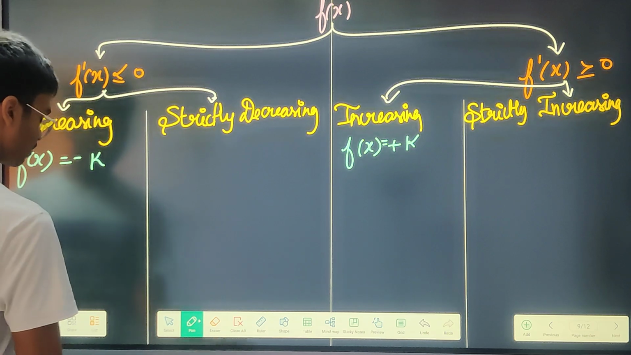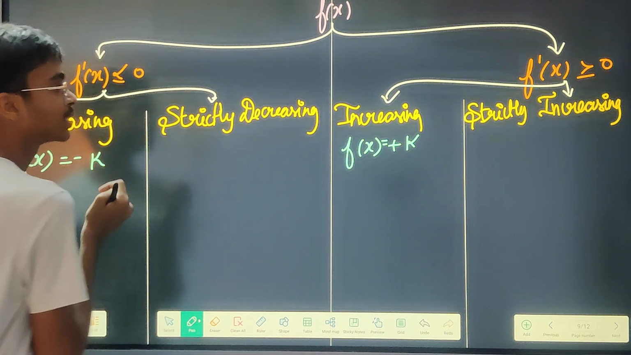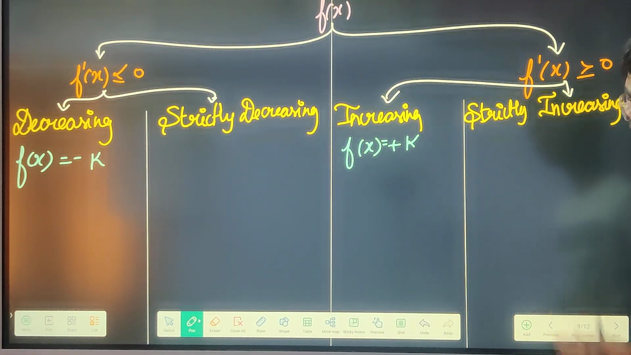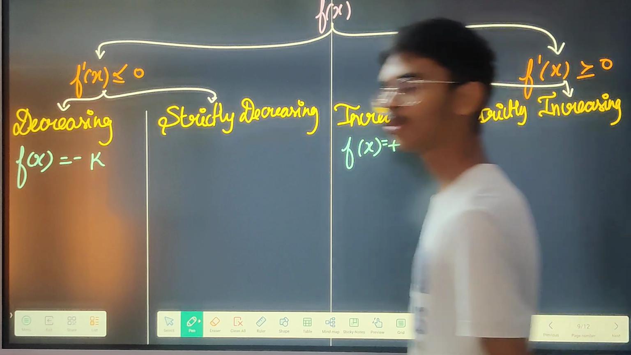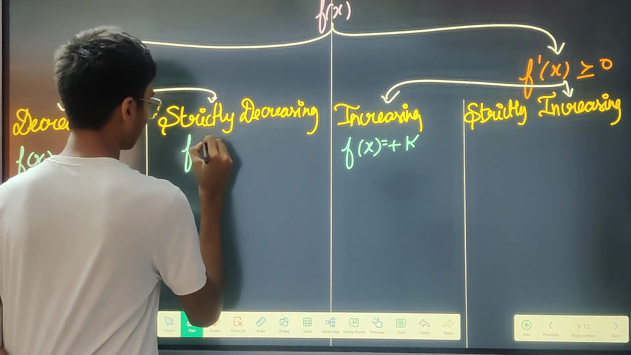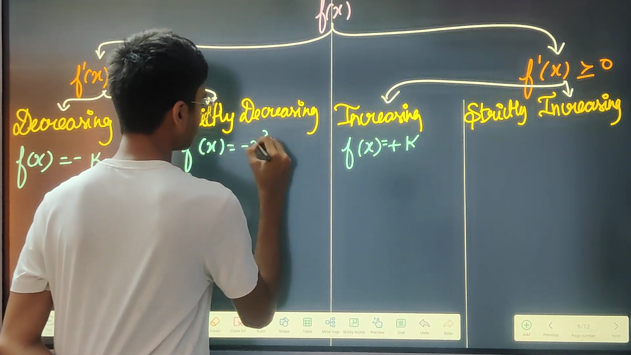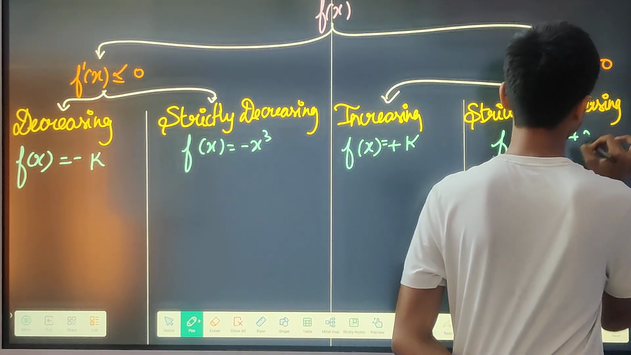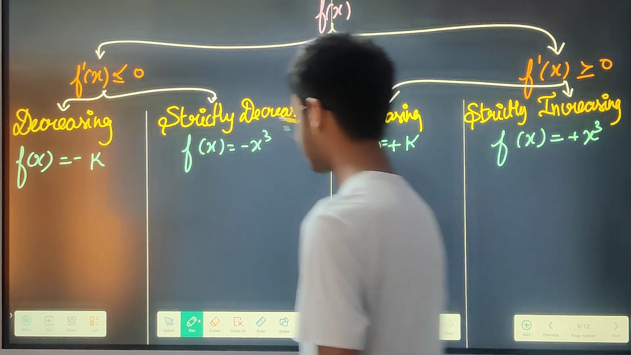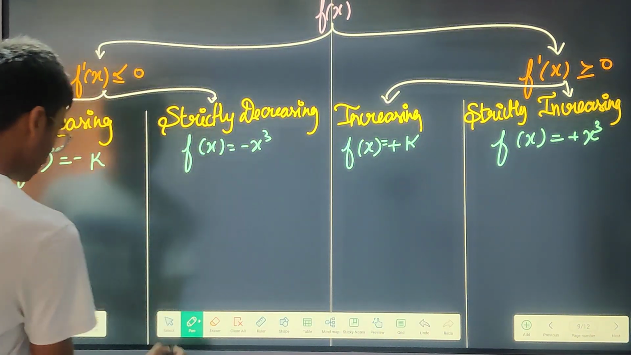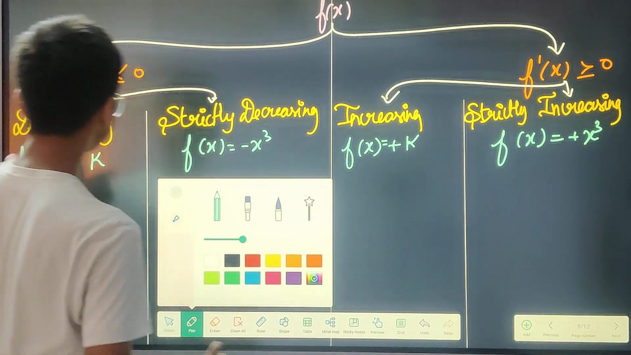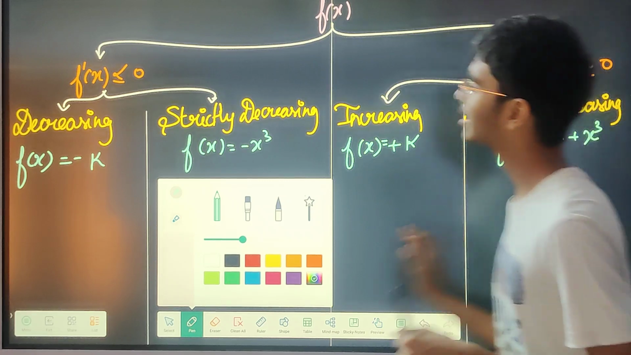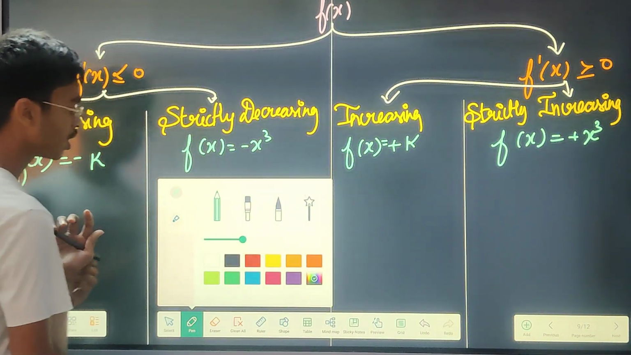Then for strictly decreasing and strictly increasing, what are those? Quadratic we cannot take, but we can take cubic, or we can also take exponential. Since till now we have taken only exponential, now we shall take cubic. So f of x is equal to minus x cube here, and here it is going to be f of x is equal to plus x cube. Now we are talking about the difference between decreasing and strictly decreasing, and between strictly increasing and just increasing.